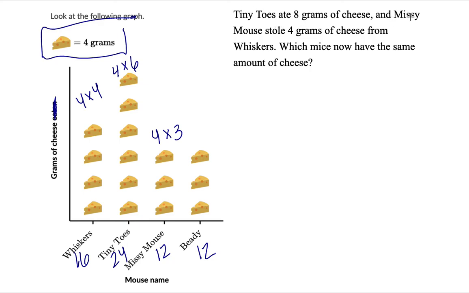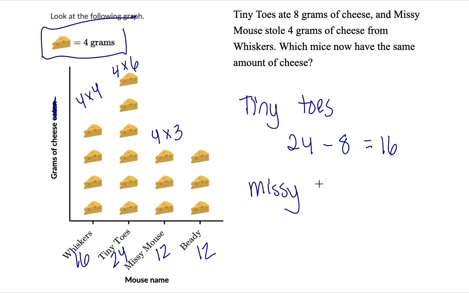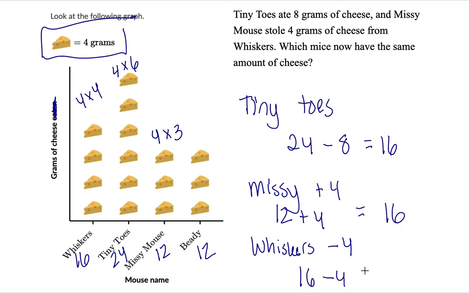Tiny Toes ate 8 grams of cheese. So that means we're going to take 8 away from the 24. And Tiny Toes now has 16. Missy stole 4 grams of cheese from Whiskers. So Missy, we're going to add 4, and Whiskers will take 4 away. So that 4 went to Missy away from Whiskers. Missy now has 16. Whiskers, though, now only has 12 because 4 was taken away.